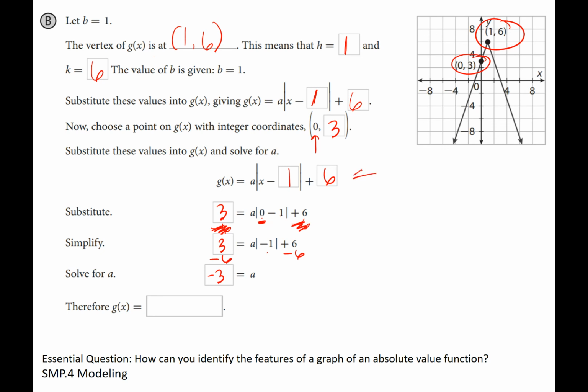So we've got to substitute that a value back into this equation. So we've got negative 3, absolute value of x minus 1, plus 6. Now, that makes sense that it's negative because look, your graph's upside down.